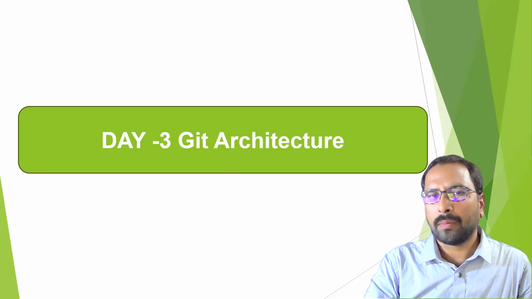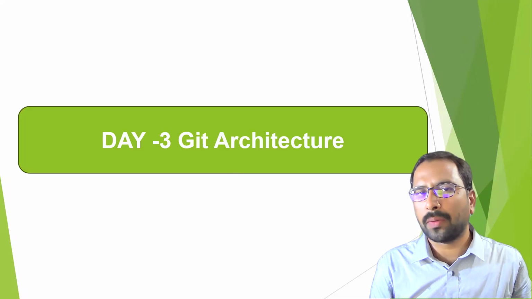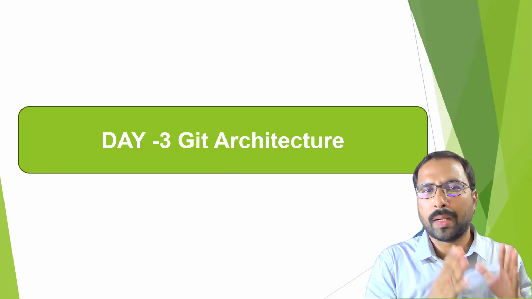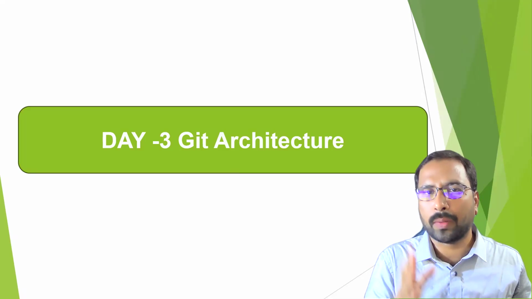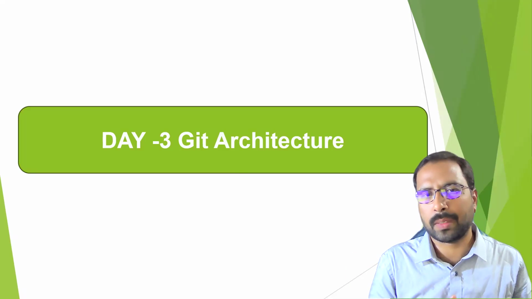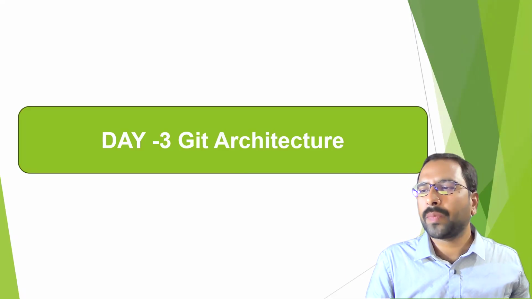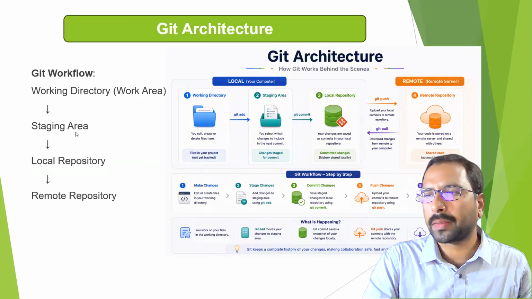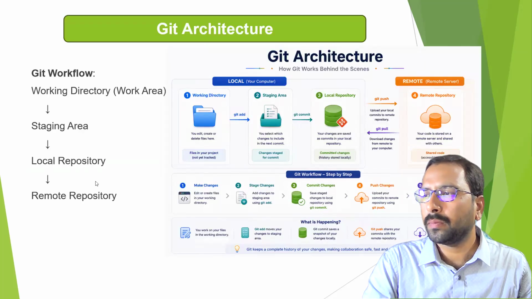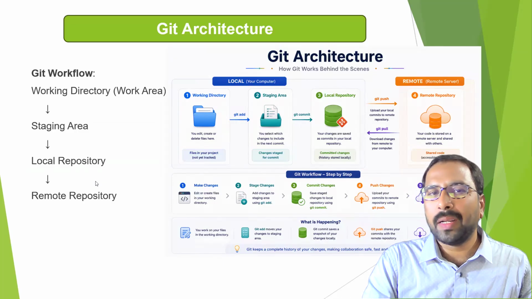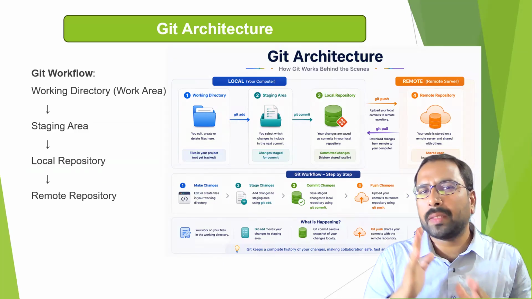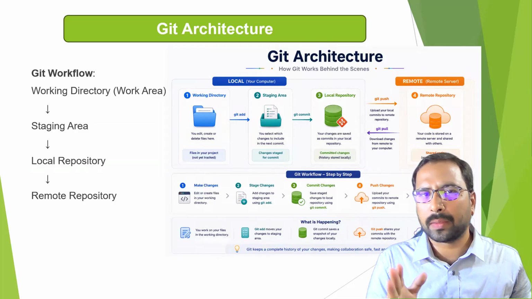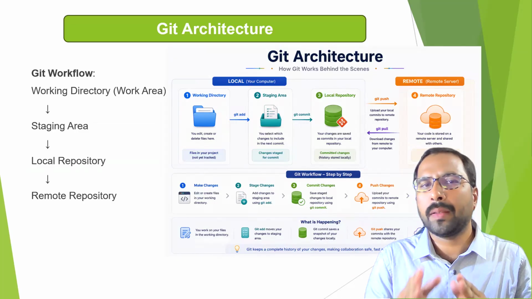So see, if you learn any concept, first you have to understand the concept, then that concept's related architecture, then labs, then project, right? So here we'll see Git architecture. Git architecture contains three phases.